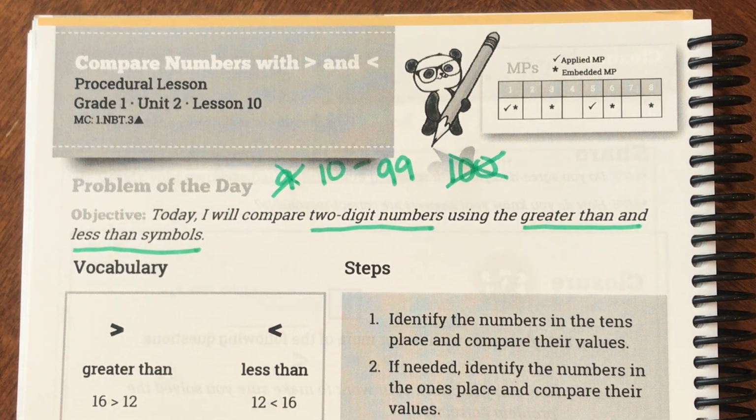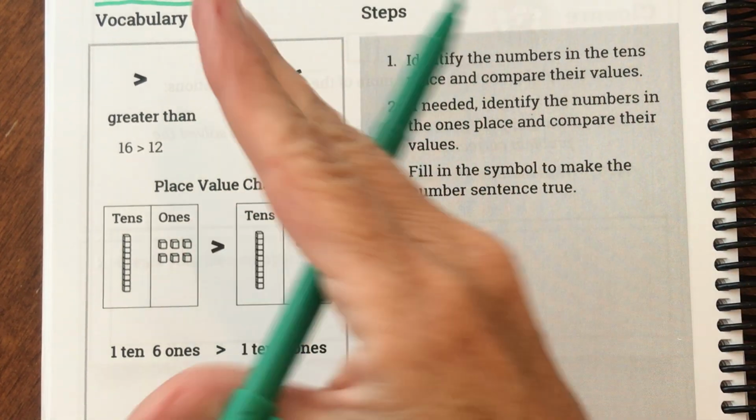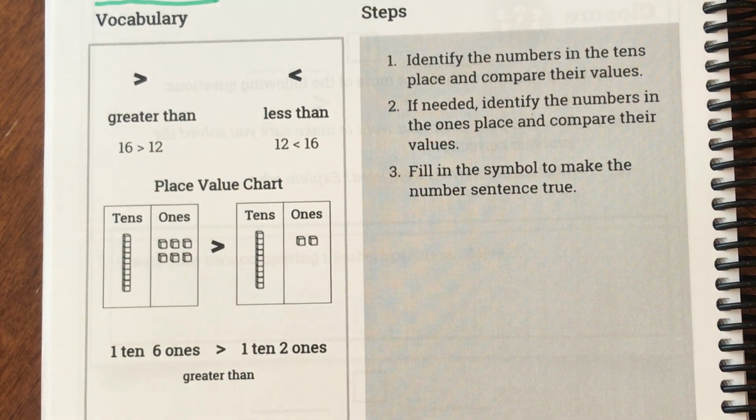So let's remind ourselves about some of our vocabulary. Okay, here are our greater than and less than symbols. Now remember, boys and girls, I talked about the greater than and less than symbols as that alligator. We're going to think about that alligator who wants to eat the bigger number or the larger number, the greater number. He wants to eat it, so that's his mouth opening and grabbing it.